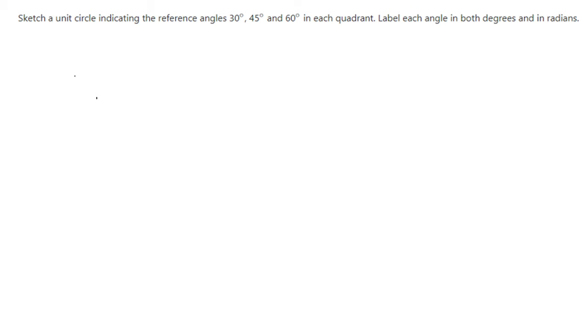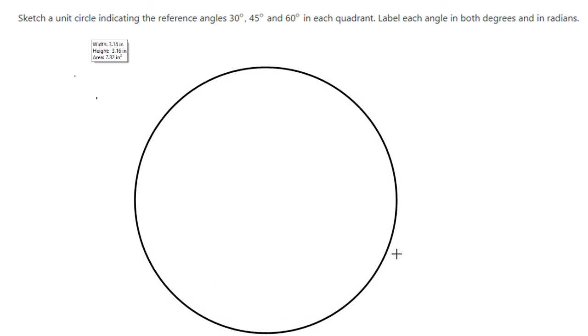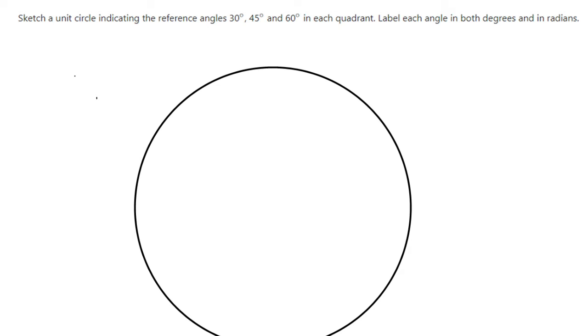Sketch a unit circle indicating the reference angles 30 degrees, 45 degrees, and 60 degrees in each quadrant. Label each angle in both degrees and radians. So let's start by sketching a circle. You want to keep it quite large. There will be lots of information added to this.